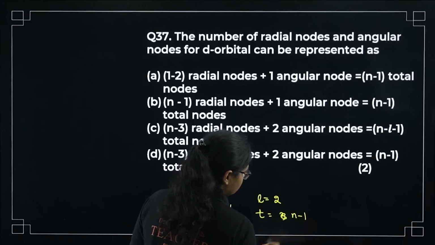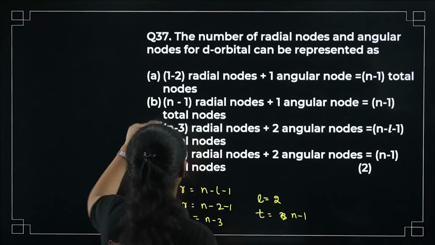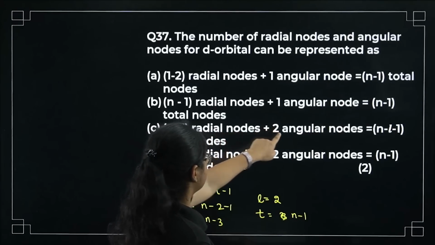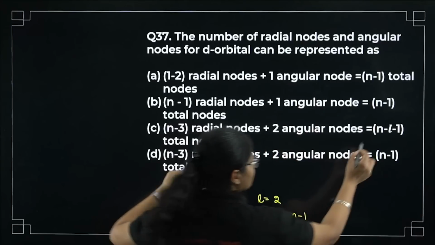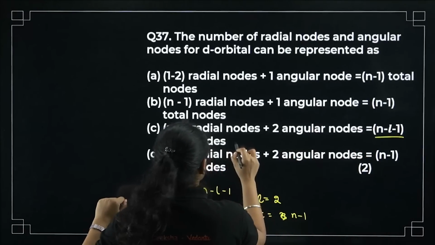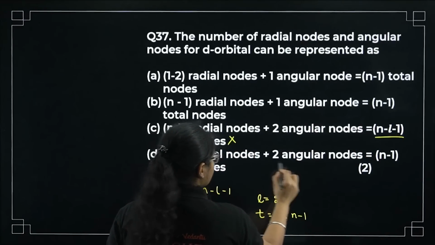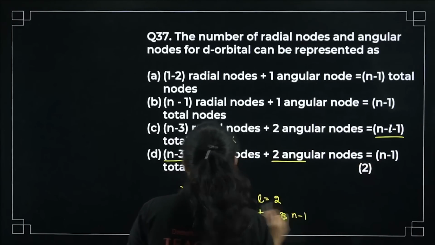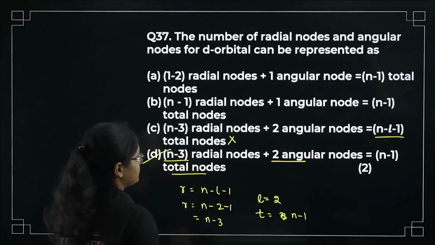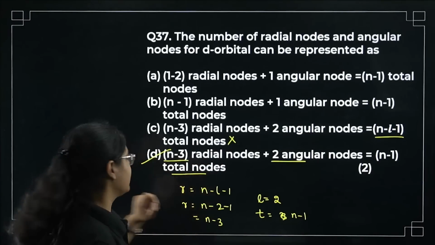So I can have here n minus 3 radial nodes plus 2 angular nodes, and n minus 1 total nodes. n minus 3 radial nodes, 2 angular nodes, and n minus 1 total nodes, that is the correct relation given here.